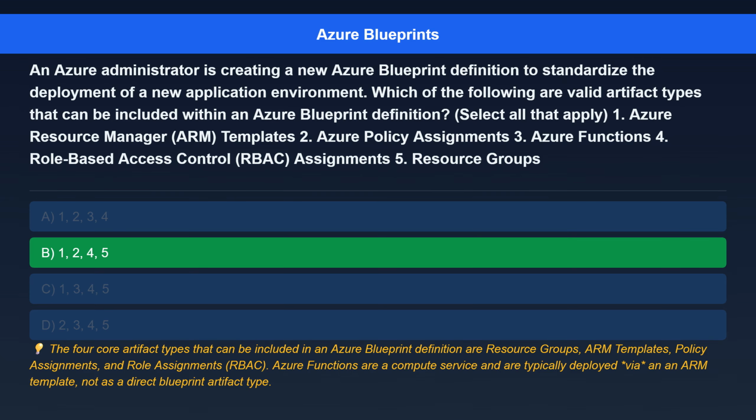The correct answer is 1, 2, 4, 5. Here's the explanation. The 4 core artifact types that can be included in an Azure Blueprint definition are resource groups, ARM templates, policy assignments, and role assignments, RBAC. Azure Functions are a compute service and are typically deployed via an ARM template, not as a direct blueprint artifact type.